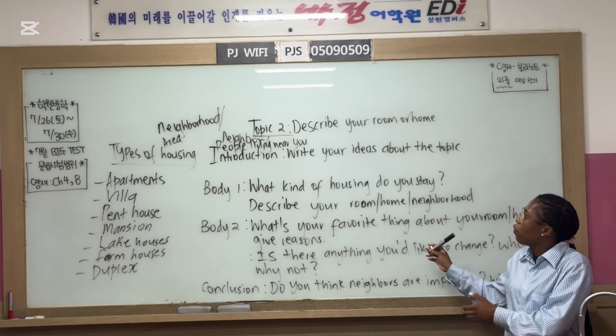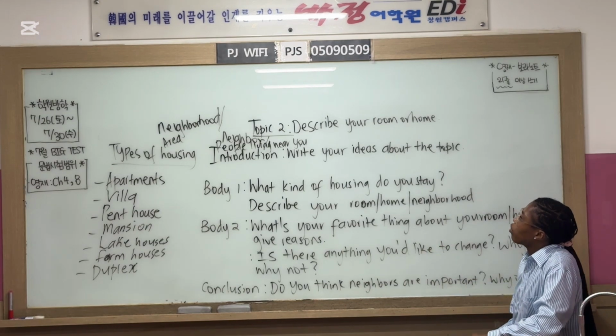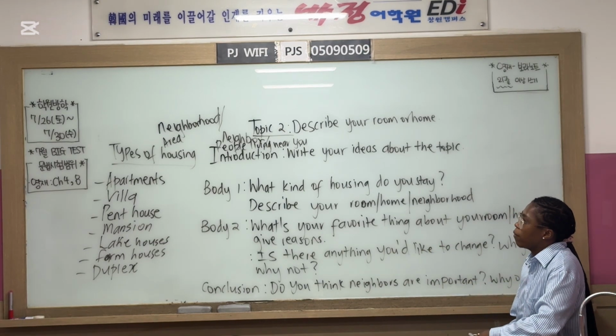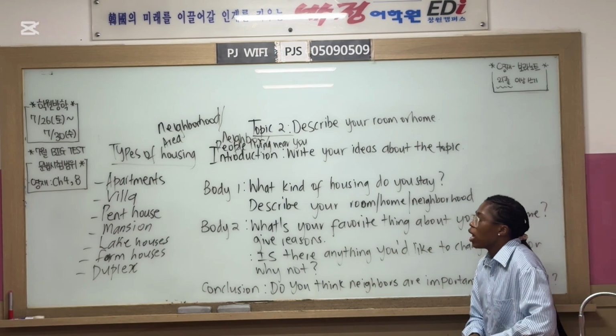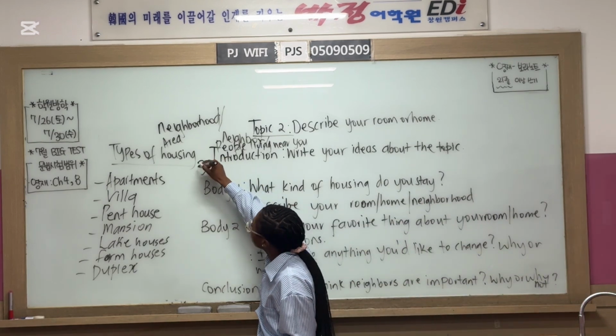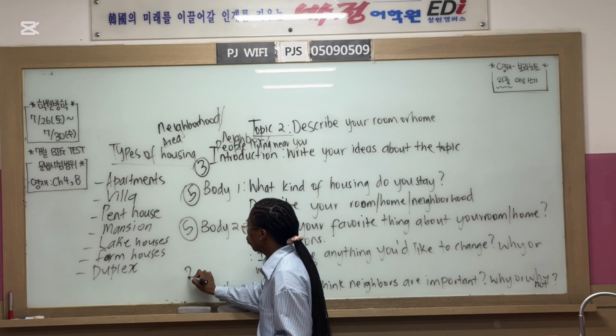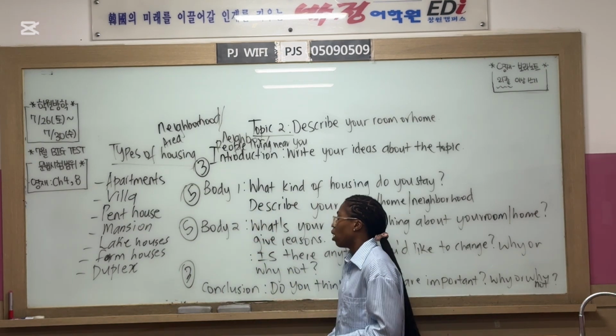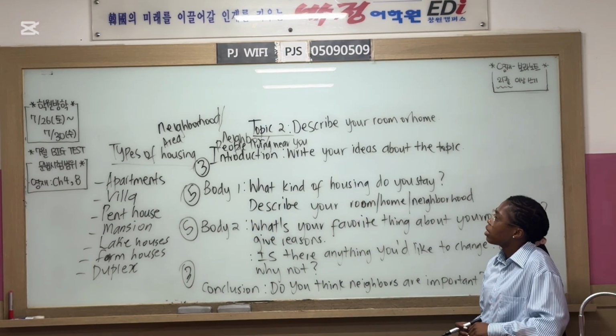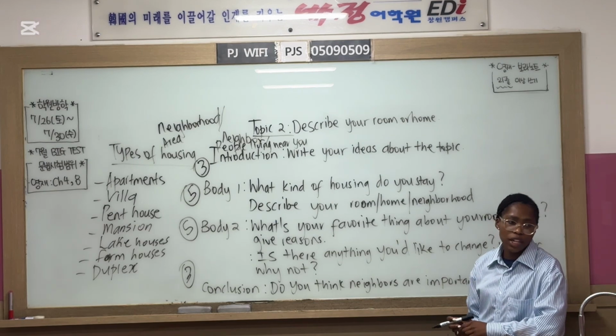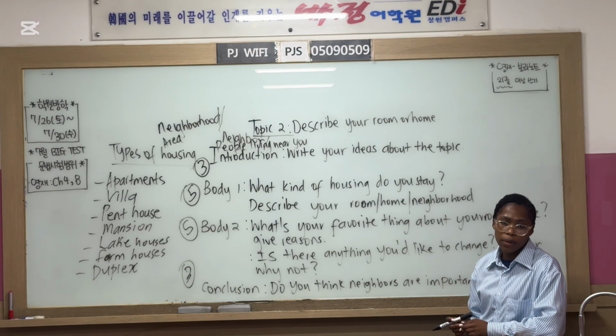So for your introduction, you have to write your ideas about this topic. When we write an introduction, I want you to write 3 sentences. And then 5 for body 1, 5 for body 2, and 3 for the conclusion. 3 sentences. How do we write an introduction? Who can explain to us? How can we divide 3 sentences?